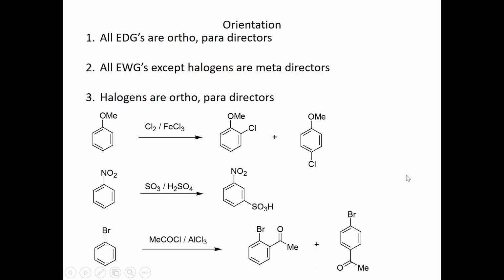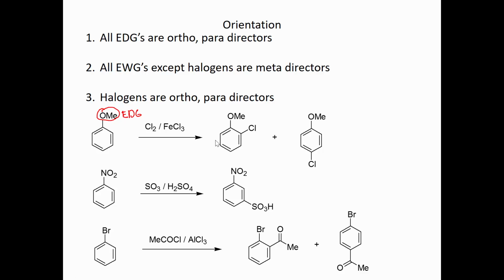Okay, all right, so here's some examples here. If we look at the compound here, this, of course, is an electron donating group, and we're going to see that when it undergoes an electrophilic aromatic substitution using chlorine, iron tribromide as the example here, we get a mixture of the ortho and the para products. Usually you get more para than you do ortho due to steric reasons.